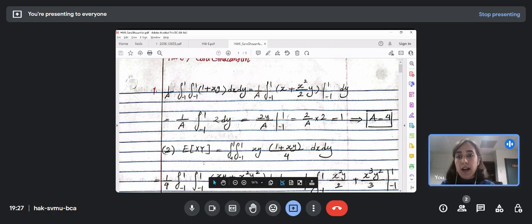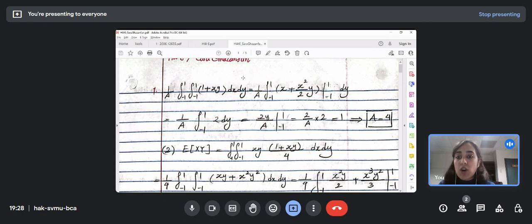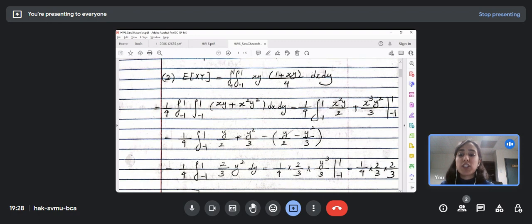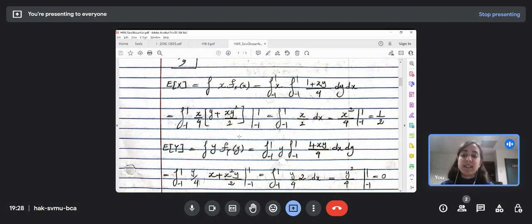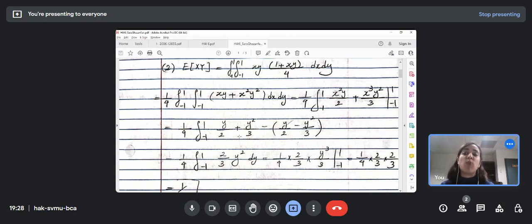Let's go to part 2. In part 2, we are asked whether x and y are uncorrelated or not. To answer this question, we should first calculate the expectation of xy, and then we should calculate the expectation of x and the expectation of y. If the expectation of xy is equal to the expectation of x times the expectation of y, x and y are uncorrelated. And if this is not the case, x and y are correlated.